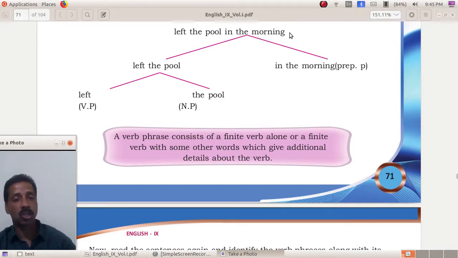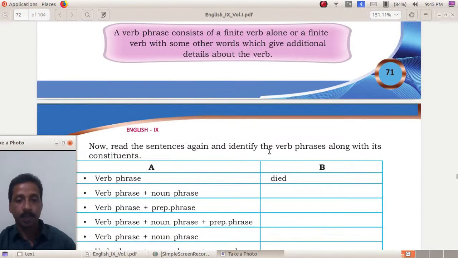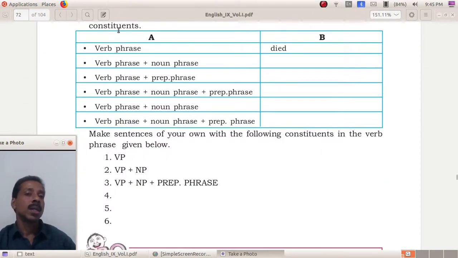No doubt it's a prepositional phrase, but in this context, that prepositional phrase is an adverbial. That means if it is an adverb, it will be giving the answer to when, where, how, etc. Got it? So this is the way this verb phrase is analyzed here. Even in this verb phrase, there is a noun phrase, and in the case of this prepositional phrase, it is an adverbial here.